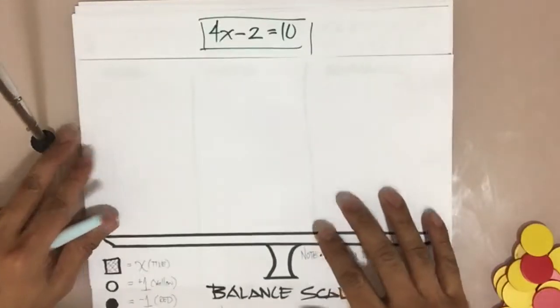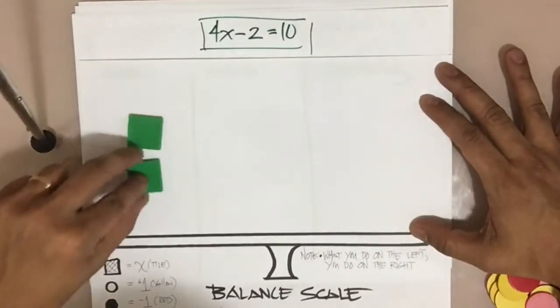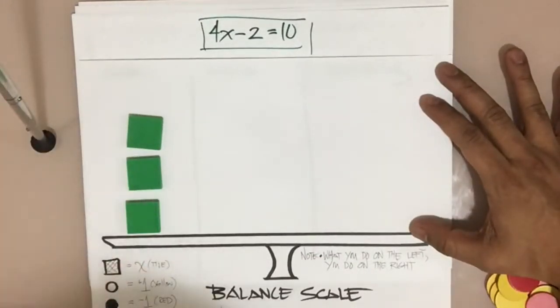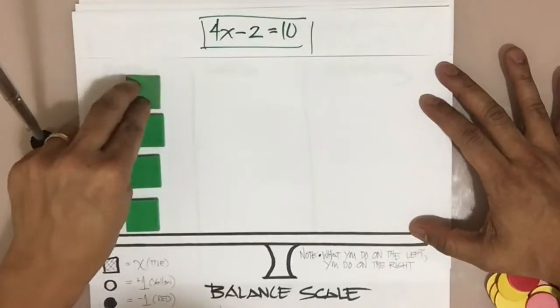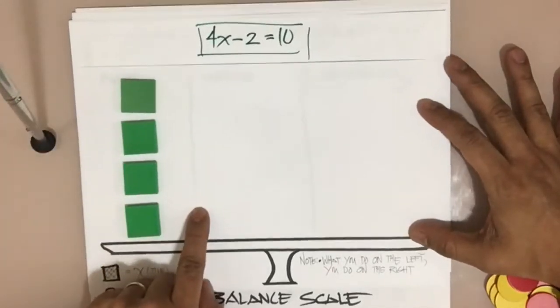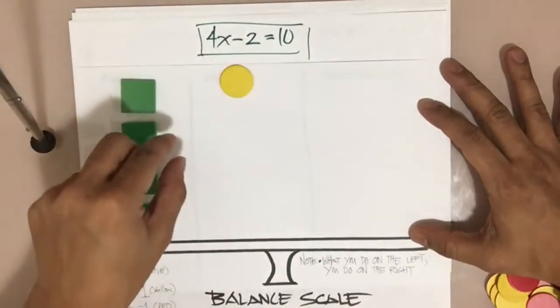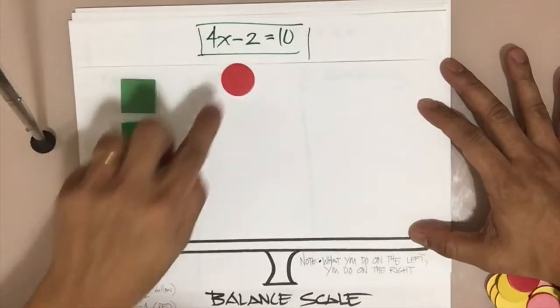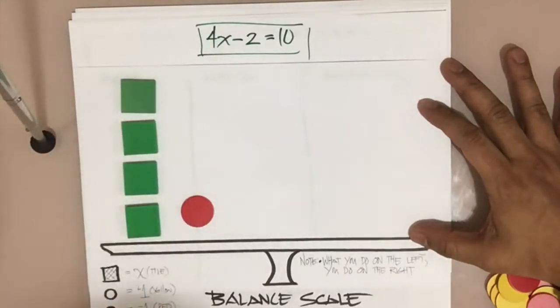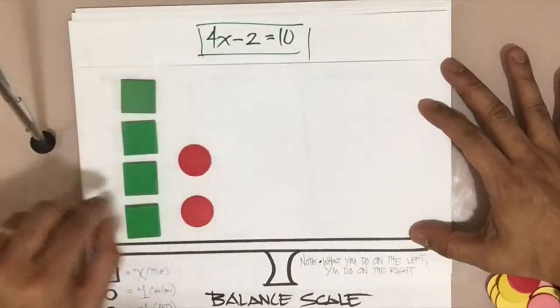So let us represent the 4x. X is represented by 4 squares. Each of these squares represents a value which we don't know. And then minus 2: to show minus 2, instead of using my yellow chips, I use the red chips. So a negative 1 and a negative 1, that negative 2 represents this.